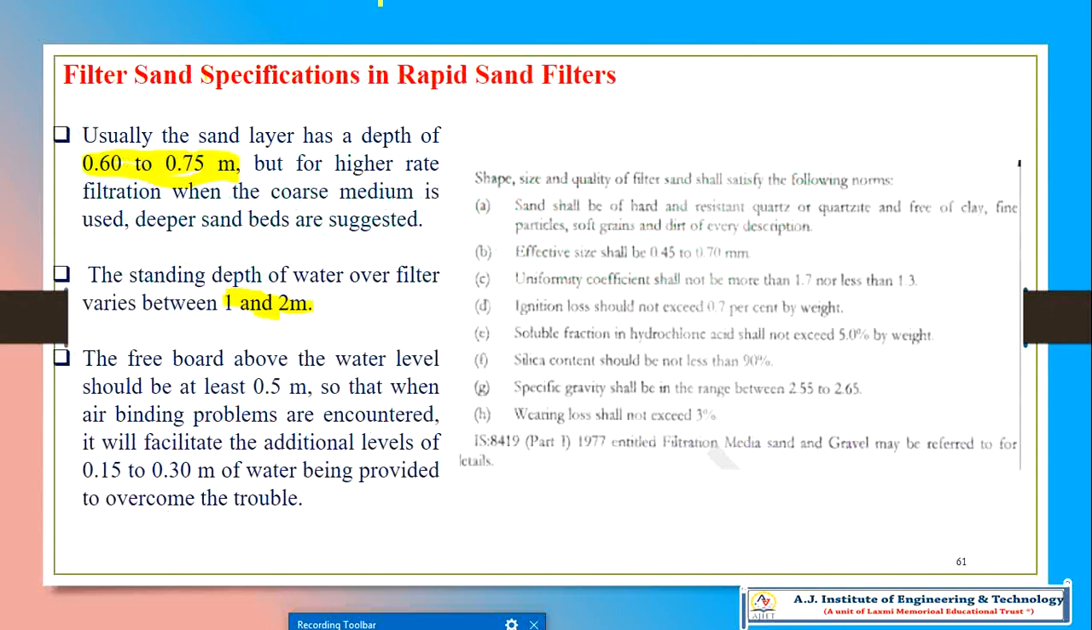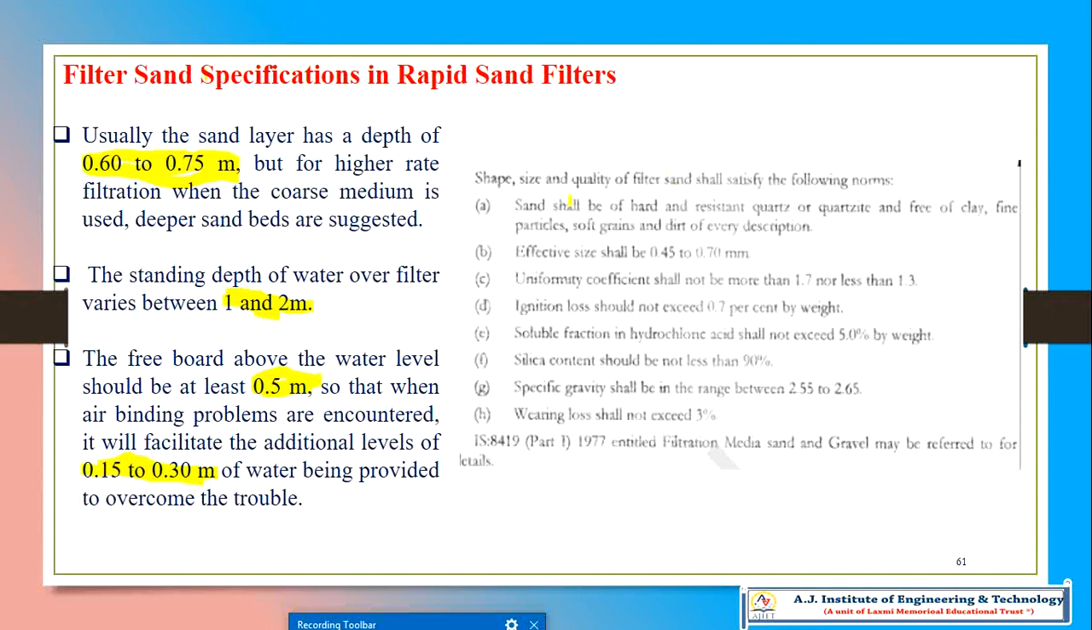So now the freeboard above water level should be at least a point. Freeboard should be there because of the head loss. If the rate of filtration is reducing, then the freeboard will be useful. When air binding problems are encountered, there should be a freeboard. It facilitates additional levels of 0.15 to 0.3 meter of water being provided to overcome the trouble.